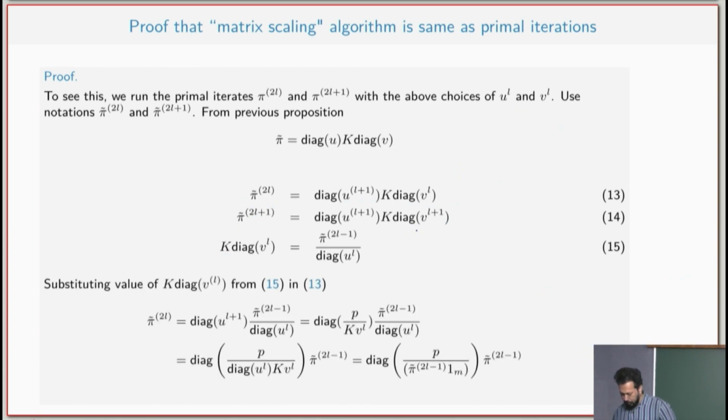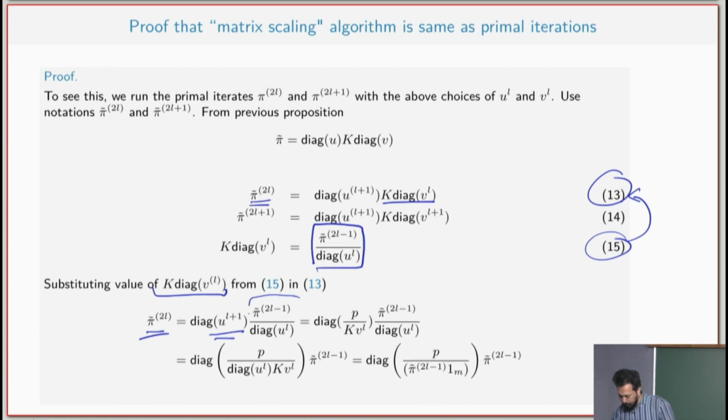Okay, so now substituting the value of K diag(v_l) from 15 in 13. So K diag(v_l) is going to be substituted by this. If that is the case, then we look at π̃^{2l}. So this is diag of, this remains the same obviously, and in place of K diag(v_l), we put this: π̃^{2l−1} divided by diag(u_l). So that's correct, and this remains the same.